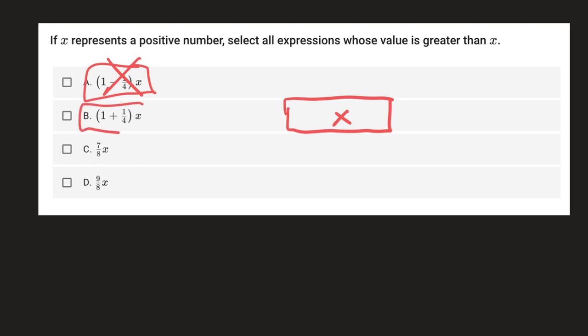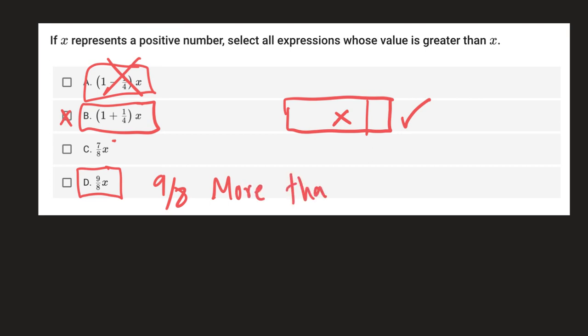This one right here, we're adding 1/4 of x. So that actually works out. 7/8 of x is less than x, so that does not work. But 9/8 is more than 1. So that one does work out. So we've got our choices.